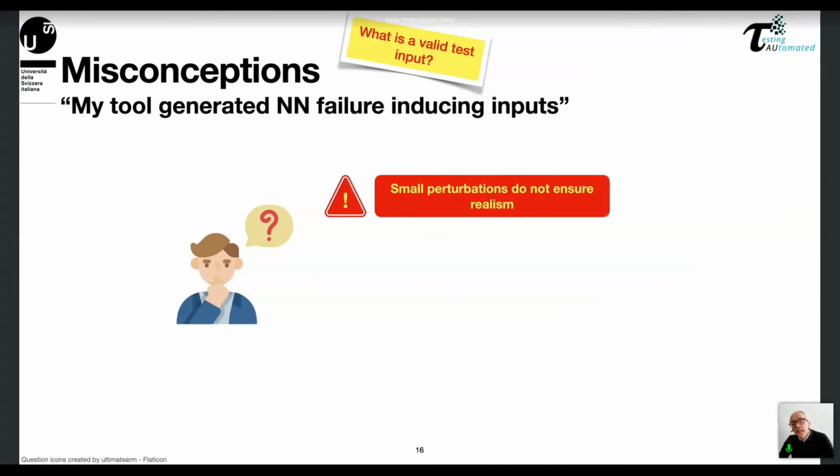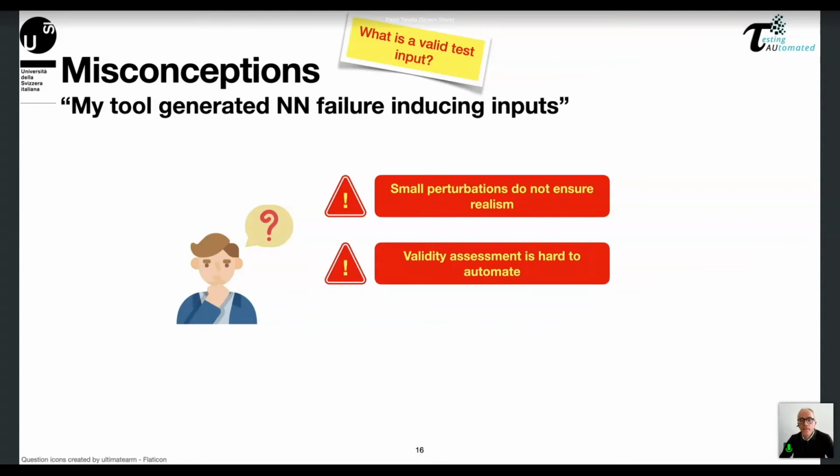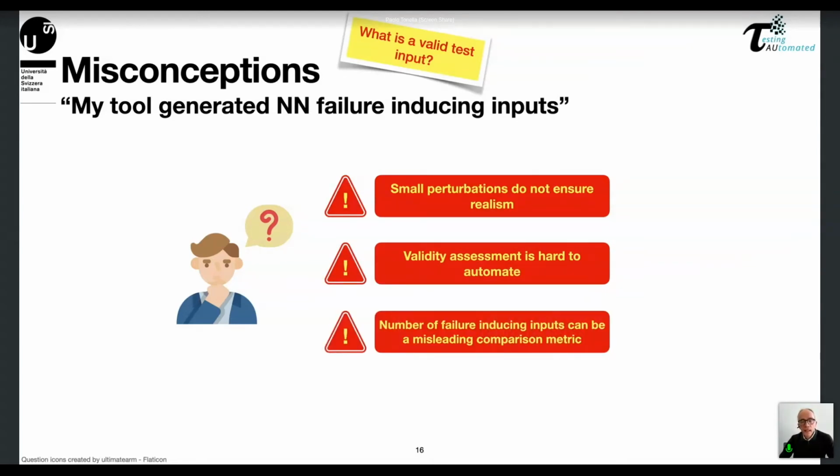Well, first of all, we cannot say that small perturbations are producing really test inputs that fool a neural network, because they might not be realistic. They might be perturbations that are never met in reality. They can only be there if an attacker deliberately injects those perturbations into the input. So they can be useful for security testing, simulating an attacker's activity, but not necessarily for testing. Validity assessment is difficult, but it's pretty important.